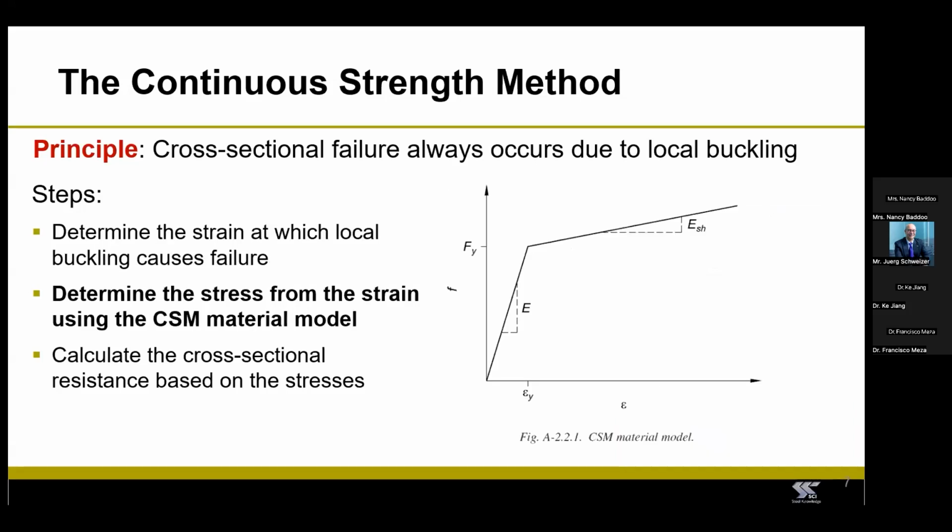So once you have calculated the maximum strain the cross-section can resist, you can convert the strain into stress by using the CSM bilinear stress-strain material model, which is the one you can see in this slide. Now, you might have noticed that there are a few coefficients that are used to define the material model. And this is because this material model is slightly different for each stainless steel alloy family. For example, for austenitic stainless steel, the slope that defines the strength hardening is steeper than for duplex stainless steel.